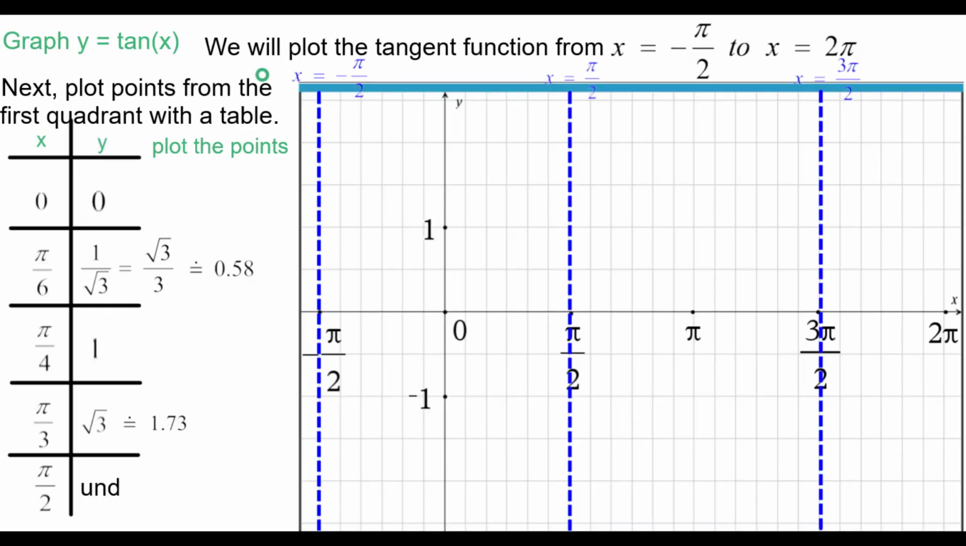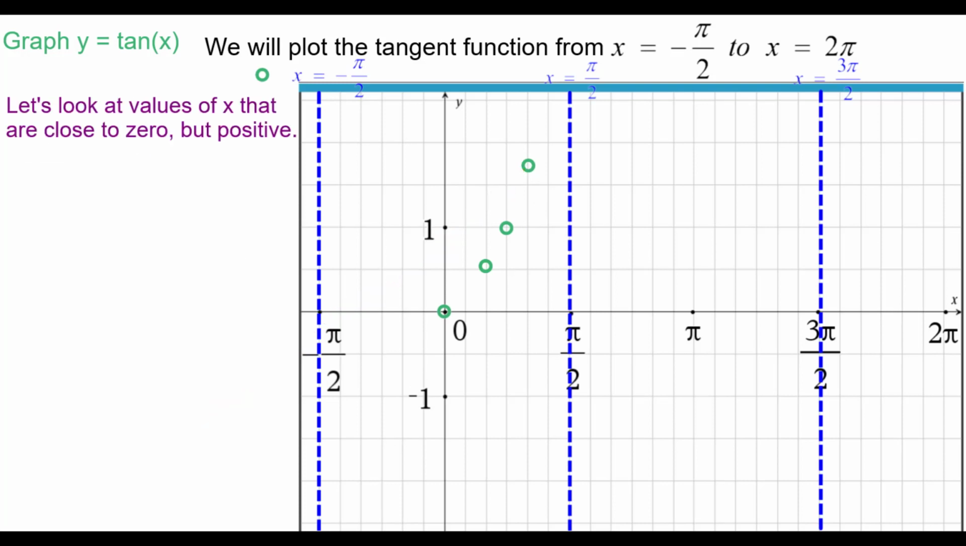So we're going to plot the points, starting with the origin, then over 2 pi over 12 and up about 0.6. Each one of these markings is pi over 12, by the way. Then over 3 pi over 12, which is pi over 4, and up 1. Over 4 pi over 12, which is pi over 3, and up about 1.73. And of course at pi over 2 it's undefined.